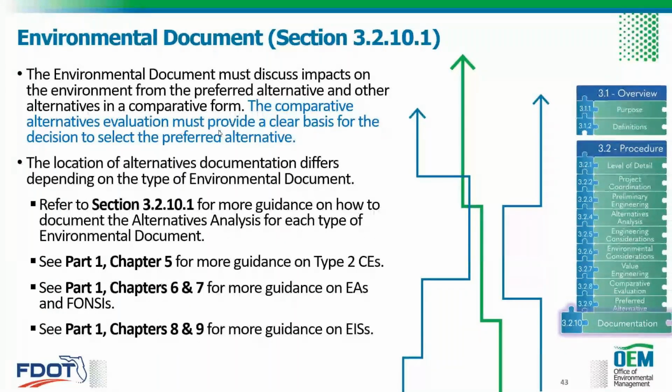The location of the alternatives documentation differs depending on the type of the environmental document. Go ahead and take a look at this section for more guidance based on whichever environmental document you are using. You can also see Part 1, Chapter 5 for more guidance on Type 2 CEs, Part 1, Chapters 6 and 7 for more guidance on EAs and FONSIs, and Part 1, Chapters 8 and 9 for more guidance on EISs.